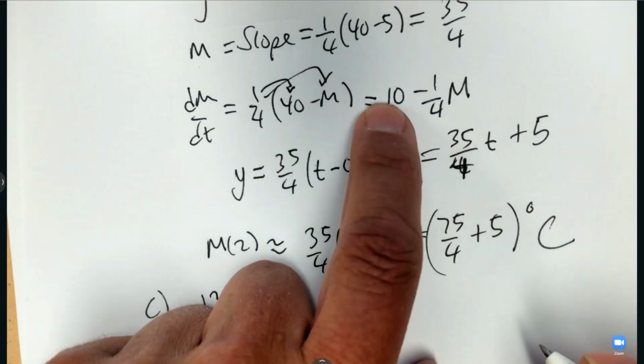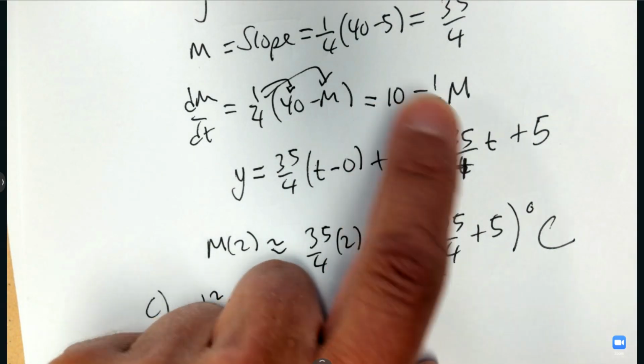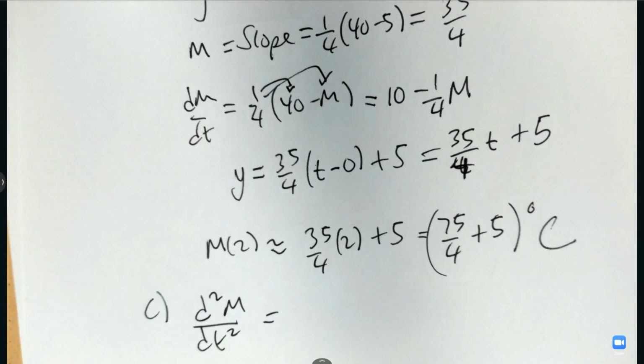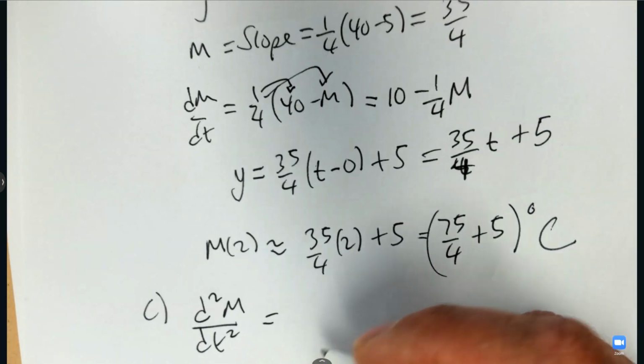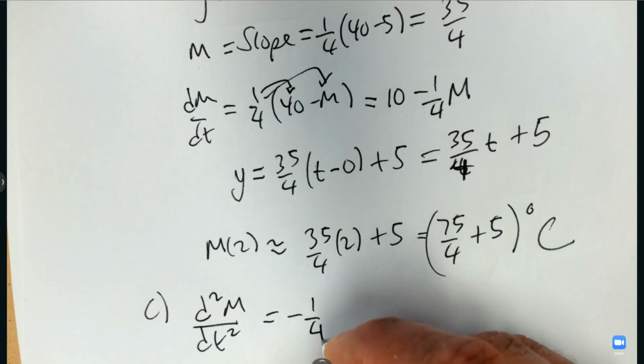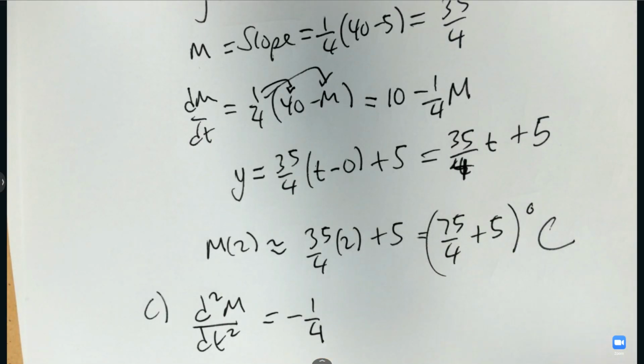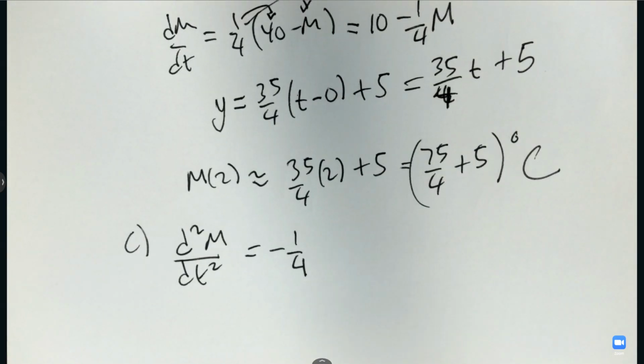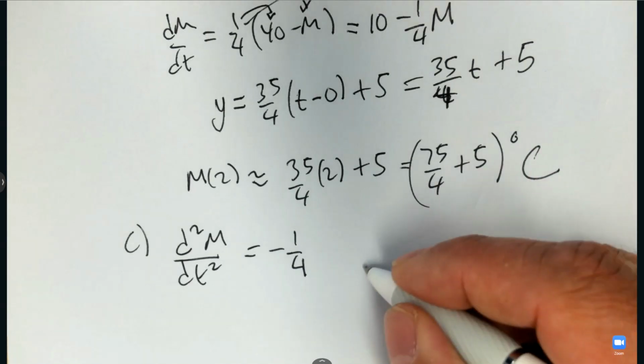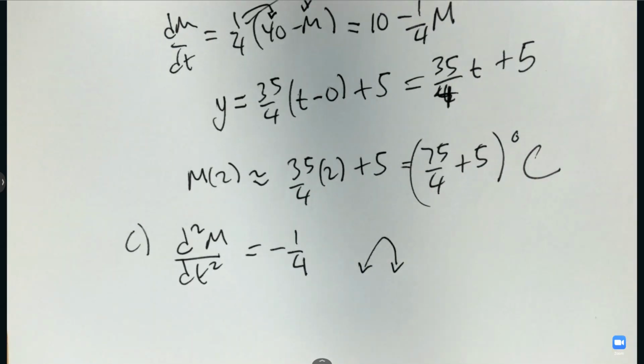So when I take the derivative, the derivative of 10 is 0. The derivative of negative 1/4 m is just negative 1/4. And I want you to notice there's no variable attached to it. That means the second derivative is always negative. That means it's always concave down.